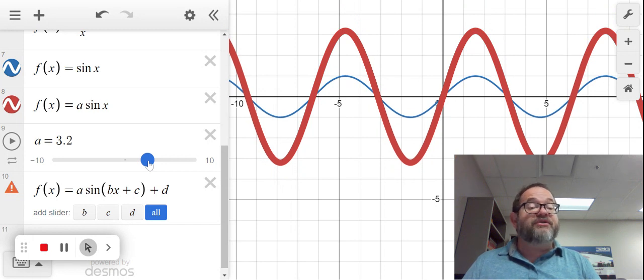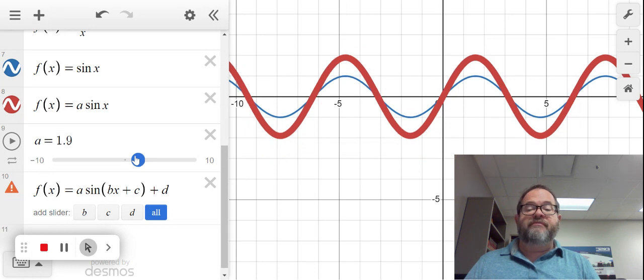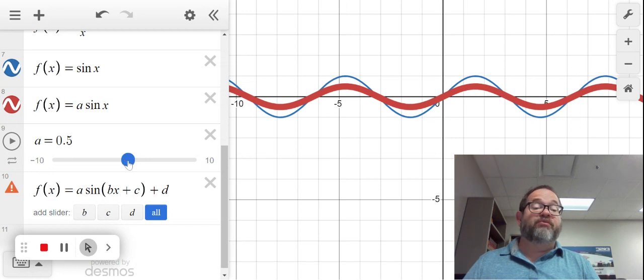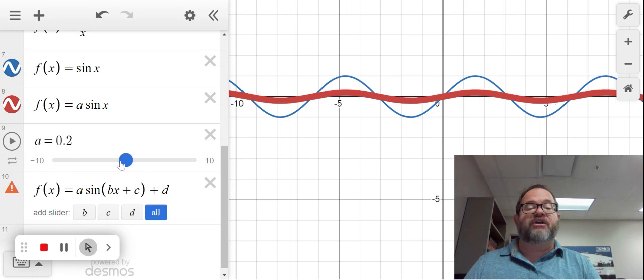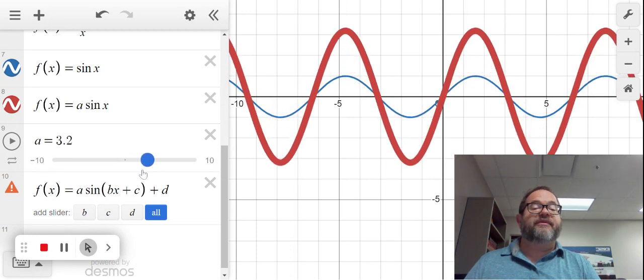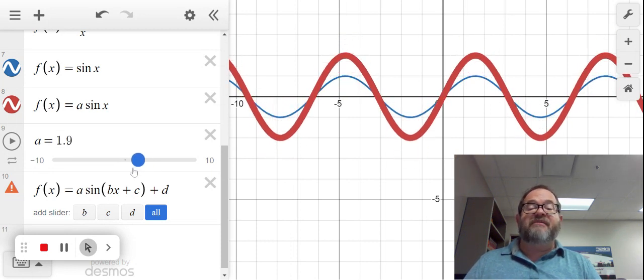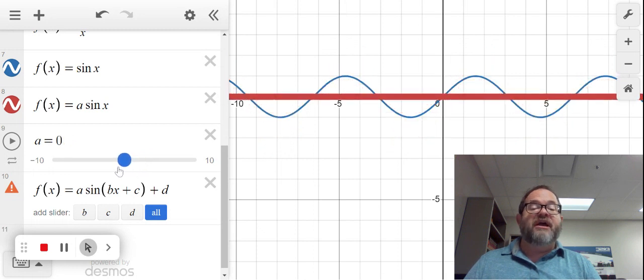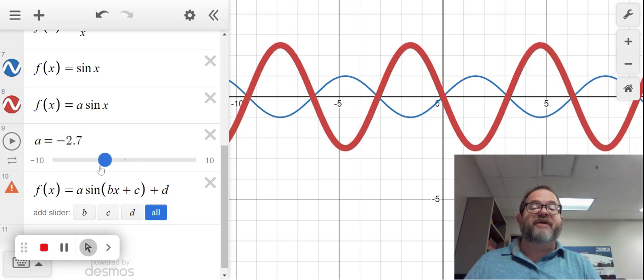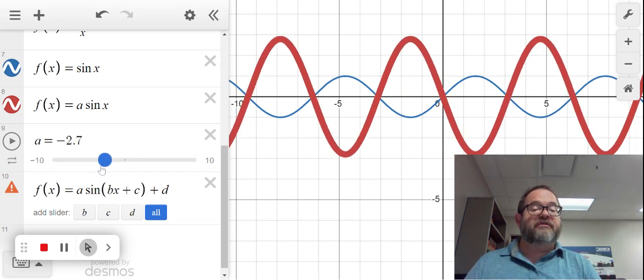Well, I'm stretching it out if that A is bigger than 1. If I start getting smaller than 1, I'm actually compressing, or the word that the handout uses is dilating, this function, getting it flatter and closer to the 0 there. So I can dilate the function, or I can stretch it. And actually, if the A is a negative number, we actually flip it. So I can flip the function by multiplying by numbers that are negative.